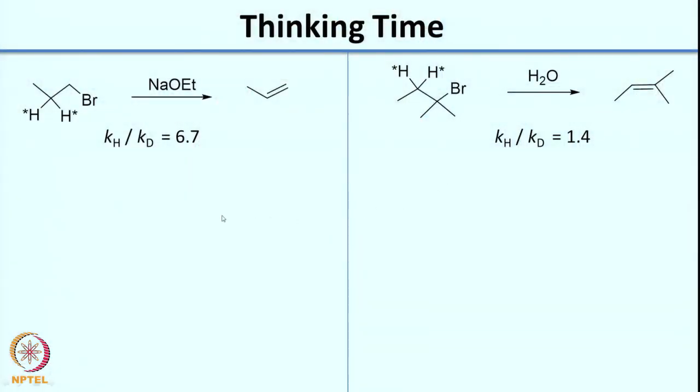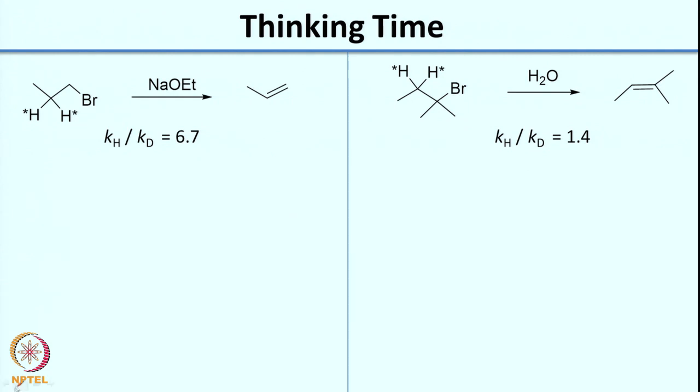So in this lecture, we will try to look at how this can be used to determine the mechanism for a particular reaction. Before stopping the previous lecture, I had given you two reactions and asked you to write the mechanism and see if your mechanism is correct based on the kH over kD values given. So let us look at each of these reactions.